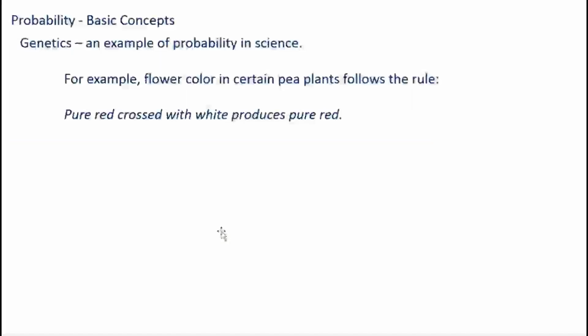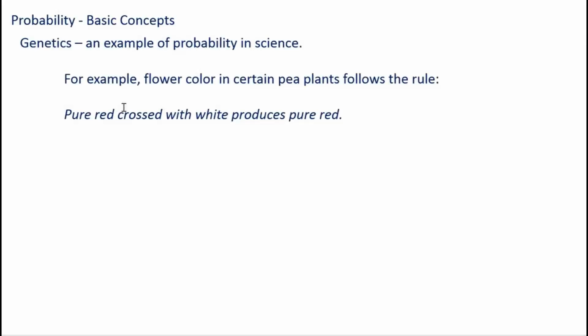Now, let's go back to our problems. We can apply probability to lots of scientific study, but genetics is one of those examples where we can apply probability. And Gregor Mendel, who studied genetics very early on, studied fruit flies, I do believe, and studied pea pods. The experiment I'm going to show you is dealing with pea pods in flower color. So here we go. An example, a flower color in certain pea plants follows the rule. And I say pea pods, really pea plants. It's the flowers we're looking at, not the pods.